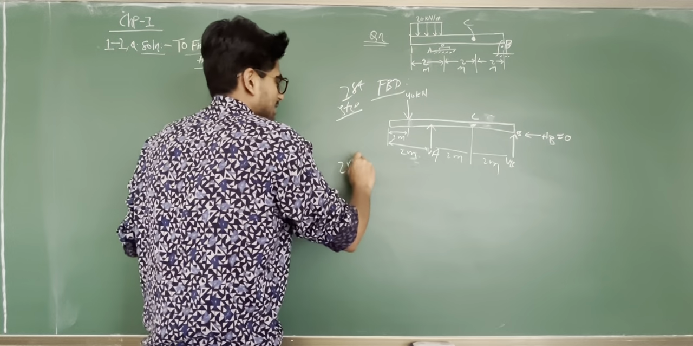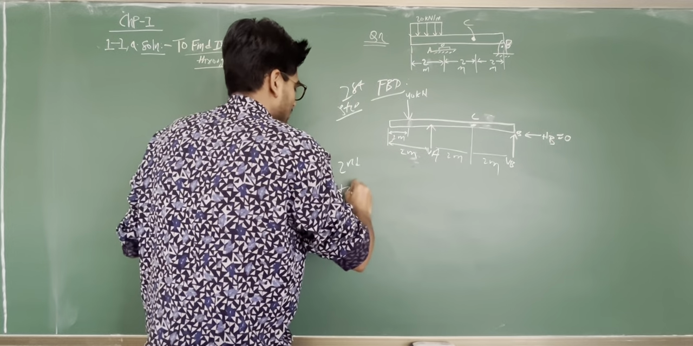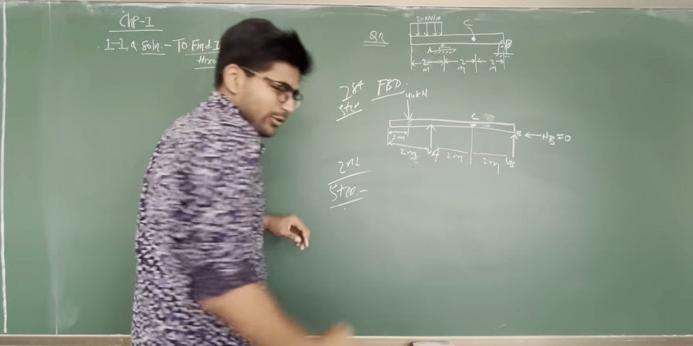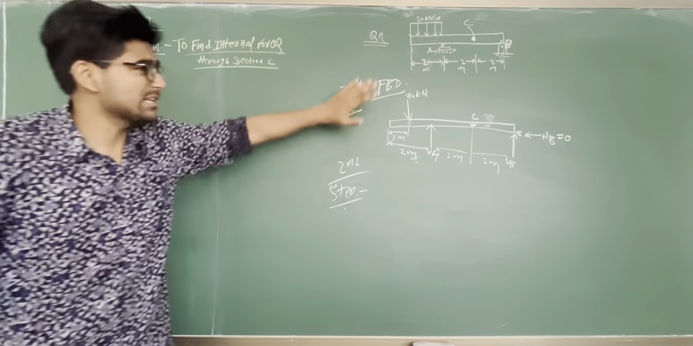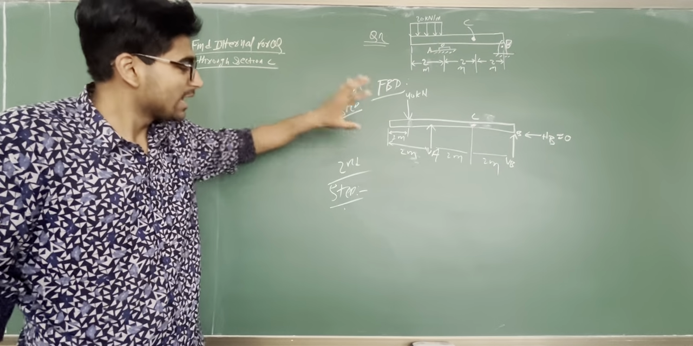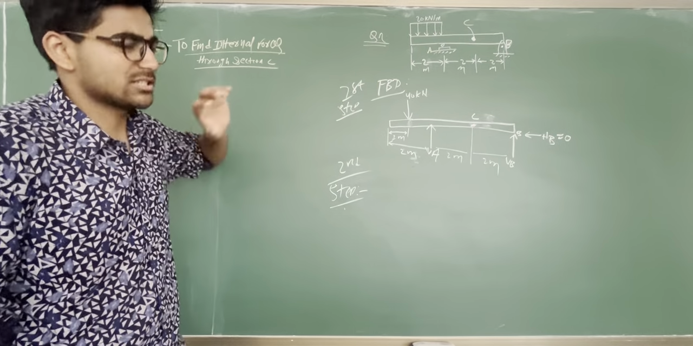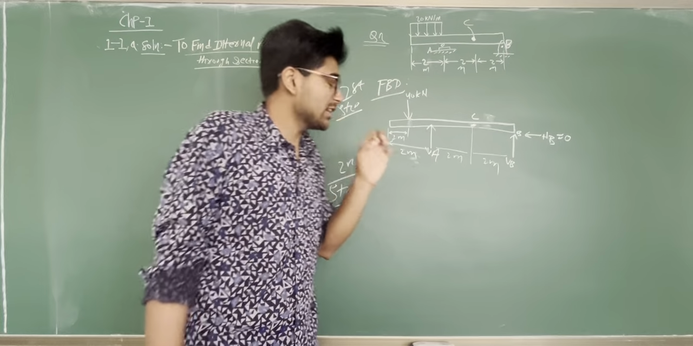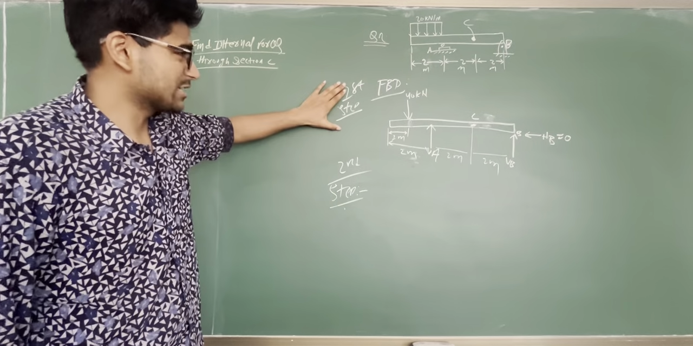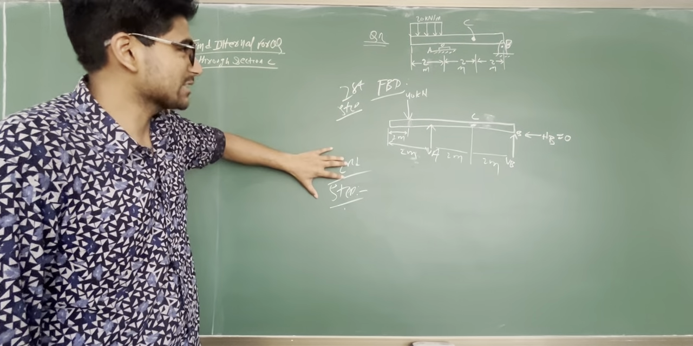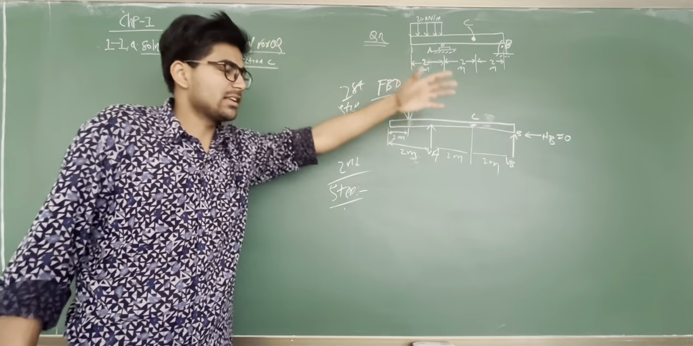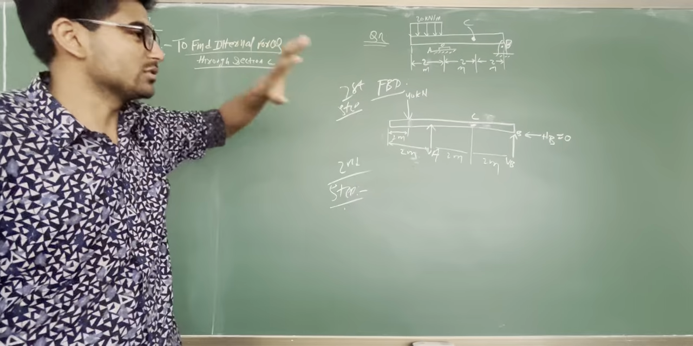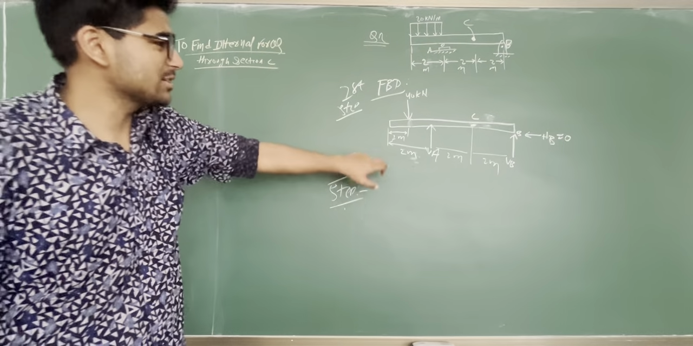Now the second step is to find the support reaction in any question. In mechanics of materials, in any question, the first step is always to understand the question and make a free body diagram of it. The second step is to find the support reactions, and then you find what the question asks: internal forces, or maybe stress, strain, or whatever else the question says. So the second step is to find the support reaction.